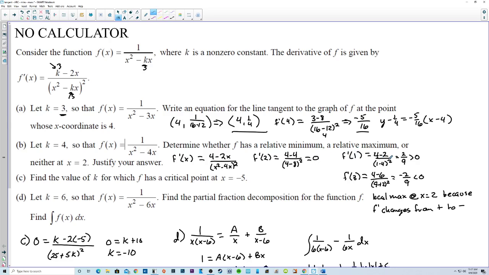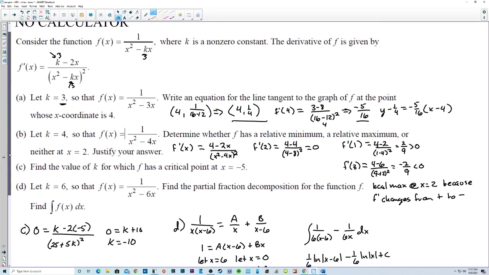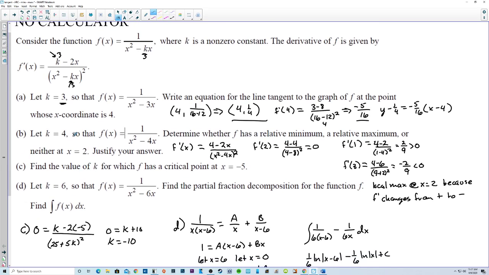So if we plug in 1, we get 2/9, which is positive. Plug in 3, which is negative 2/9, which is negative. This must be a local max at x equals 2 because f prime changes from positive to negative. Letter C, find the value of k for which f has a critical point at x equals negative 5. We're leaving the k blank. That's what we're trying to find.